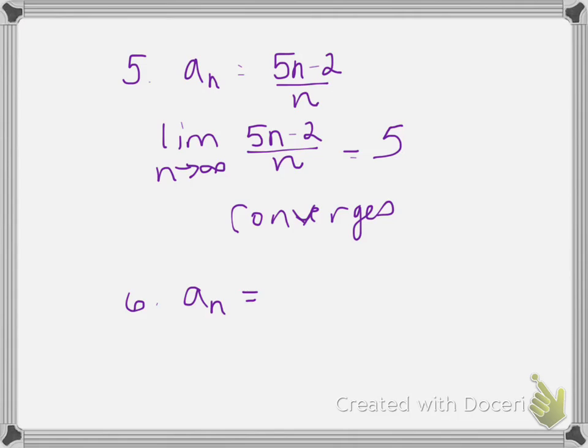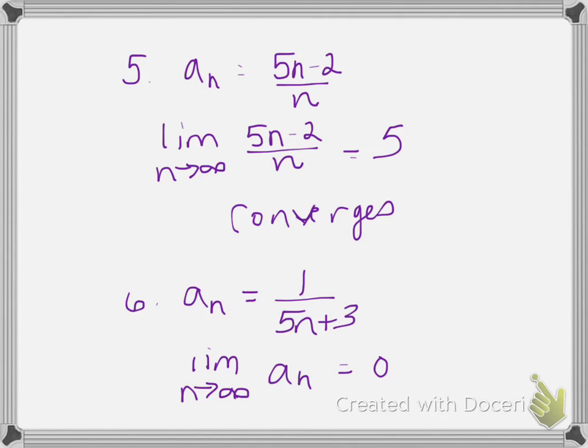Alright. a(n) equals 5n plus 3. Well, the limit as n approaches infinity of this sequence is 0 because the top is a less degree than the bottom. So it converges.